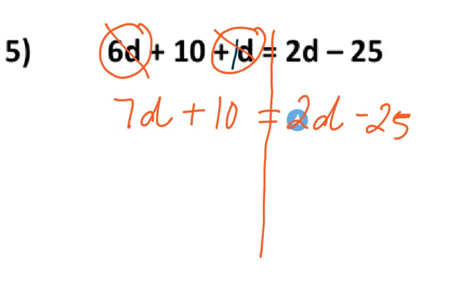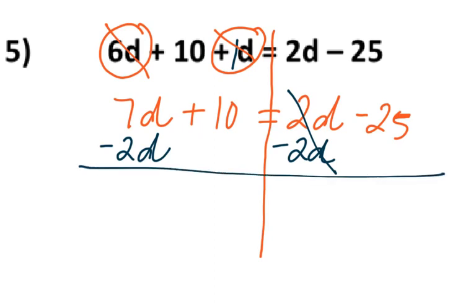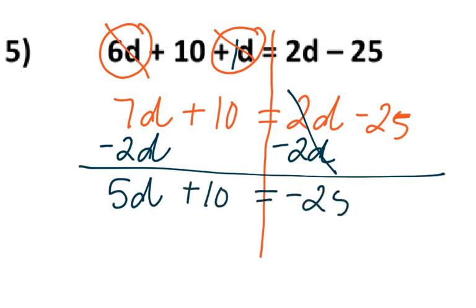So now I need to take my letters and move them to the left so they're with the other variable. So I'm going to subtract 2D, because 2D minus 2D is 0, so it goes away from the right side, but I need to do the same thing by subtracting 2D on the left. 7D's minus 2D's is 5D plus 10 equals, on the right side there is a negative and a 25, so it's a negative 25. So now, very easy, just like last week, we have a two-step equation.